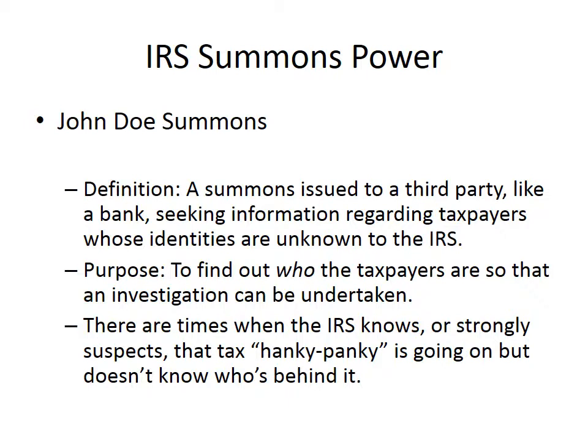So the purpose of a John Doe summons is to find out who the taxpayers are so that an investigation may be undertaken. At this stage, the IRS has no clue whatsoever who the taxpayers are, meaning their names, and that's why this is dubbed the John Doe summons. As you can see here, in the last bullet point on this slide, there are times when the IRS knows or strongly suspects that some tax hanky-panky is going on, but it doesn't know who's committing it.